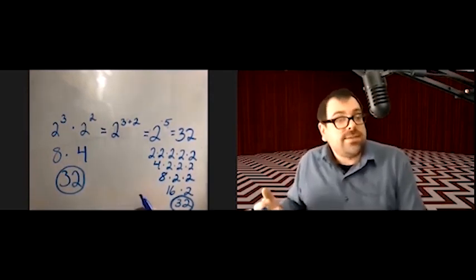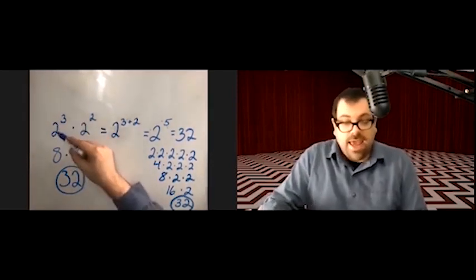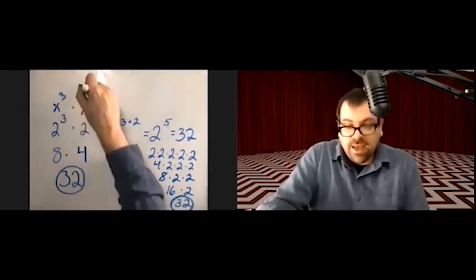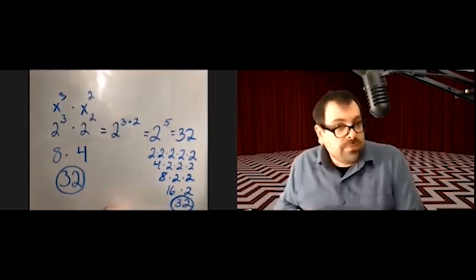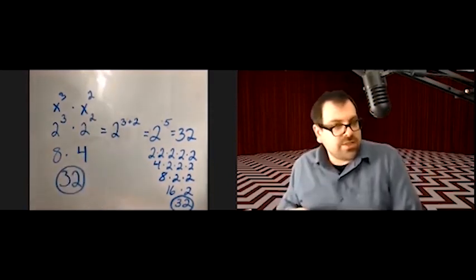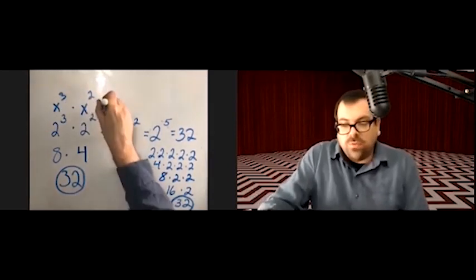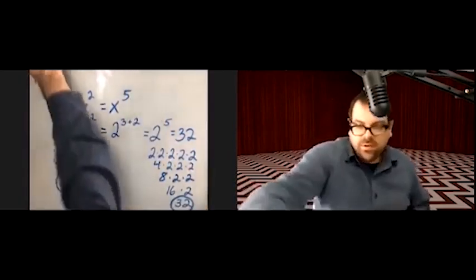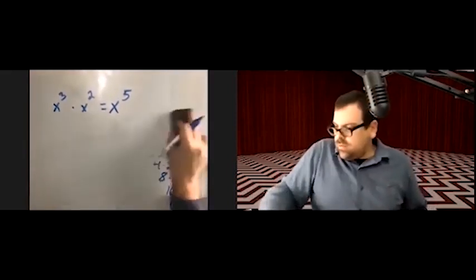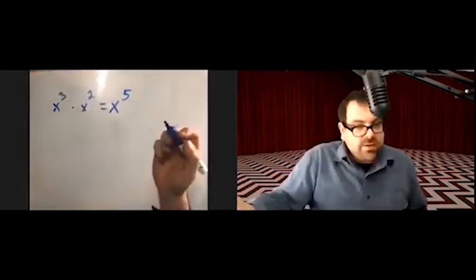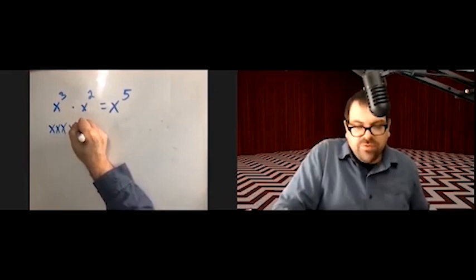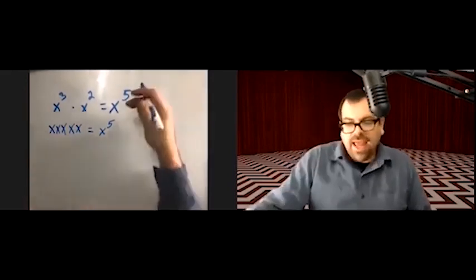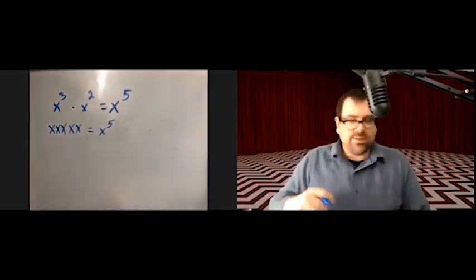The difference is when we have x's, we can't simplify, say, x cubed to a number like 8. And we can't simplify x squared to a number like 4. So we can't just do 8 times 4 is 32. We would have to know that we can add the exponents. Or we can think about it in terms of what the exponents mean. 3 of them times 2 of them is the definition of 5 of them. So we add the exponents when we're multiplying same base.